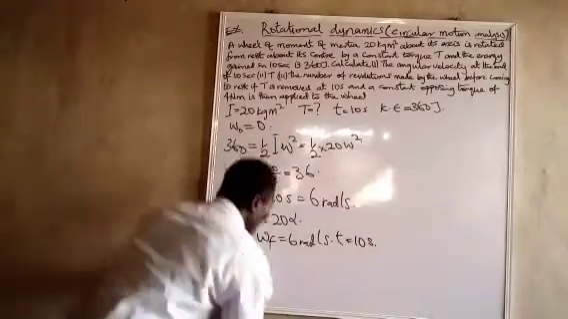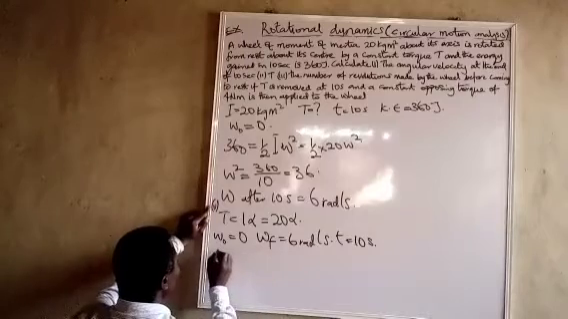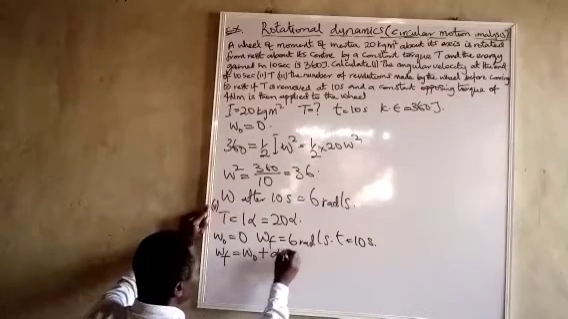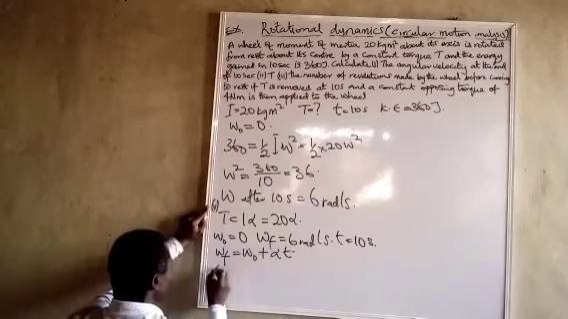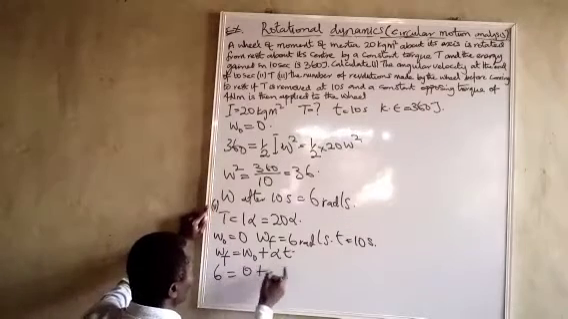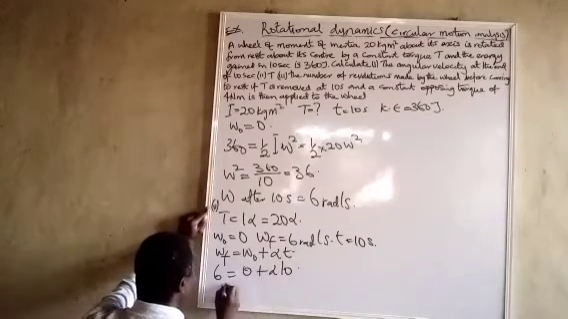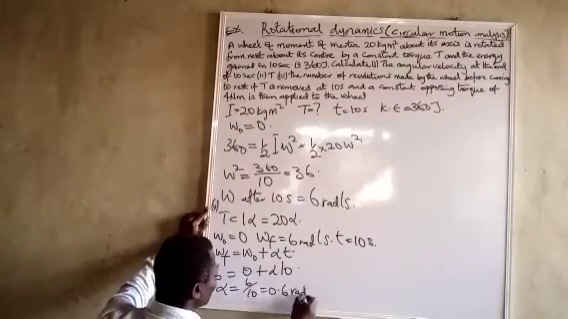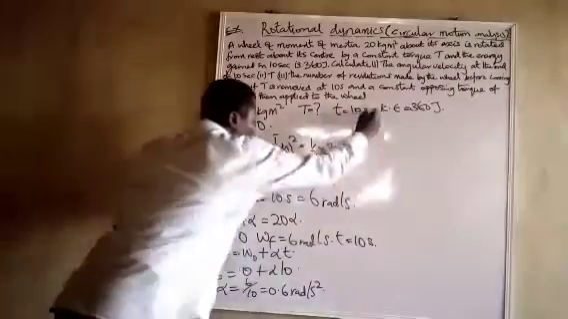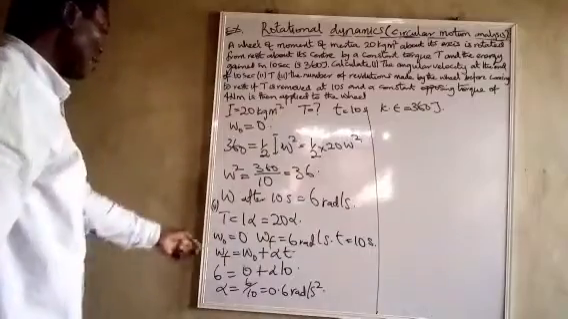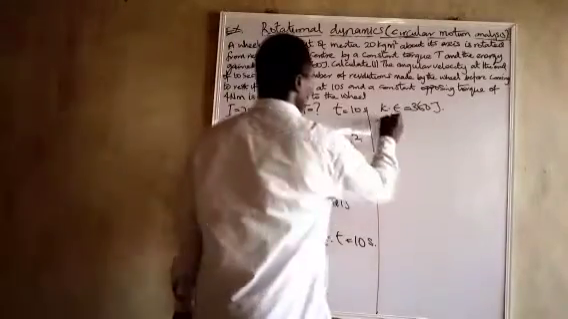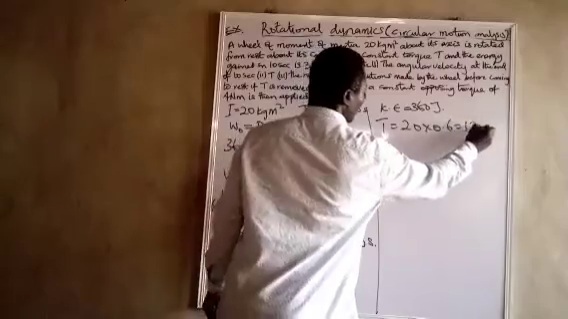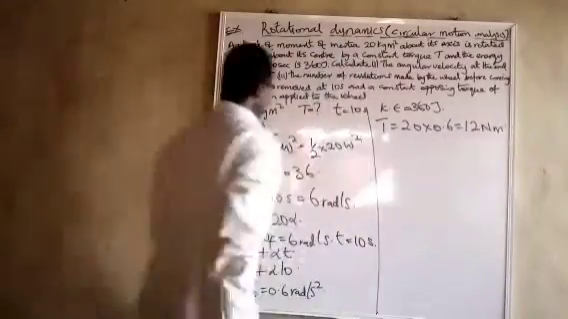We can now say omega F is equal to omega 0 plus alpha t. What is this one? 6. What is this one? 0. What is this one? Unknown, but you know time. So alpha is equal to 6 over 10, which is 0.6 rad per second squared. So we have gotten that. From this now we can find our T. Therefore T is equal to 20 times 0.6, which is 12 Newton meter. We have gotten our T now.